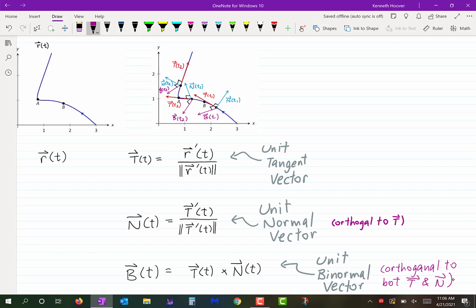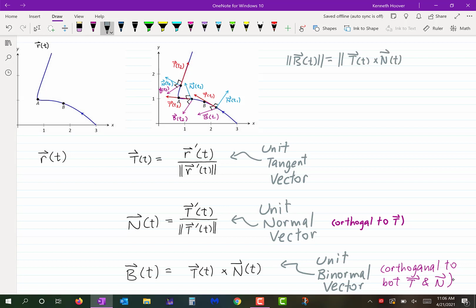Now, something interesting, you don't have to worry about the length of that. The length of that will automatically come out to be 1. And I'll show you really quickly up here in the corner why. Because the magnitude of B is going to be the magnitude of capital T cross capital N.